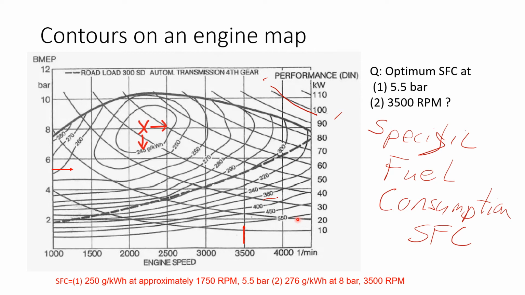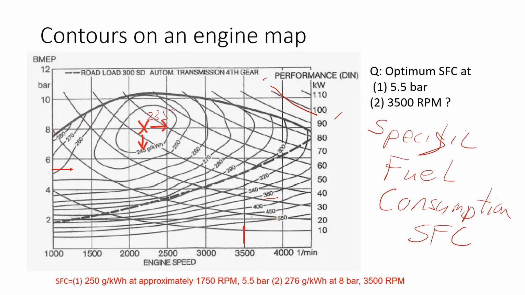You will find that the least specific fuel consumption is at this red cross. This is my red valley, and I can see that I only need 235 grams of petrol to derive a kilowatt hour of work. So that is my best operating condition at 2,300 RPM and 8 bar.